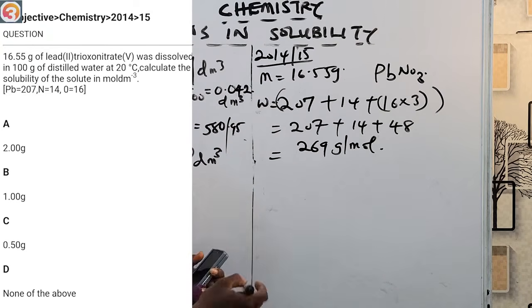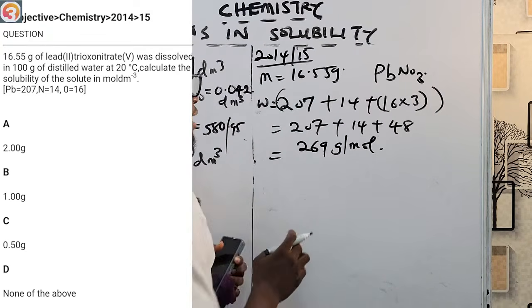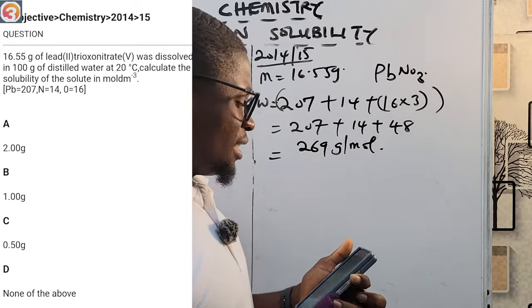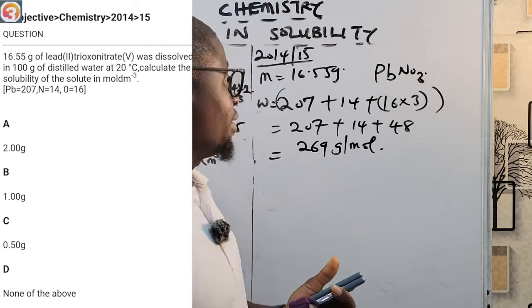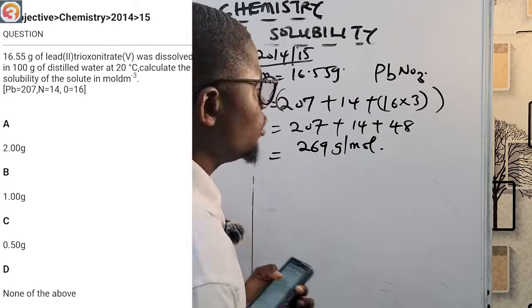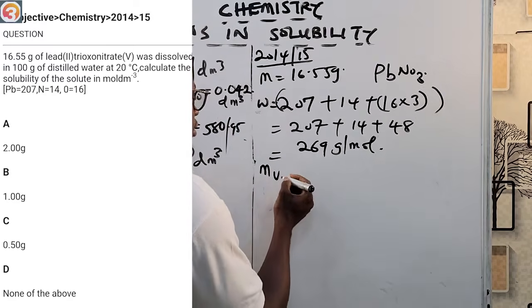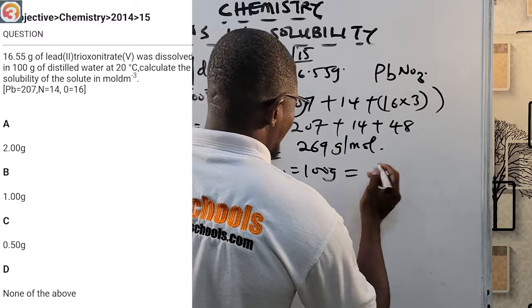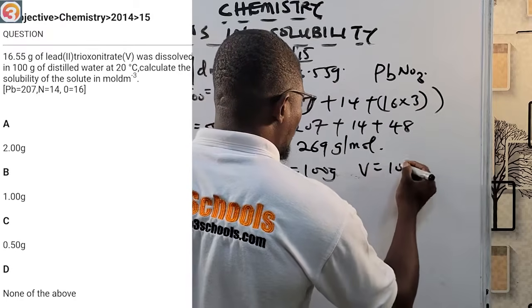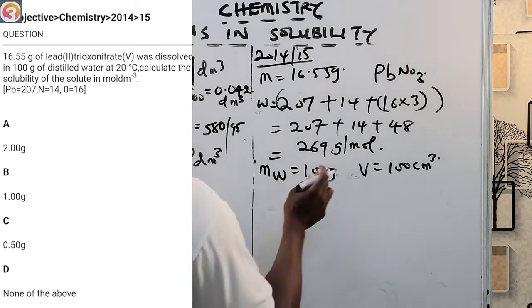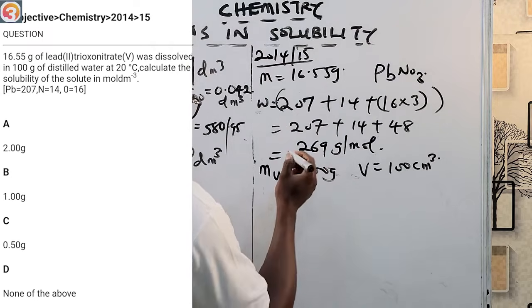We know the molar mass. Since we know the molar mass, then of course we can continue. They said 16.55 gram of Pb(NO3)2 was dissolved in 100 gram of distilled water. So I'm giving the mass of water to be 100 gram. And this is the same as a volume of 100 centimeter cube. All right, so let's go.